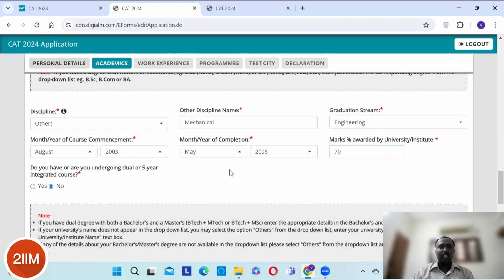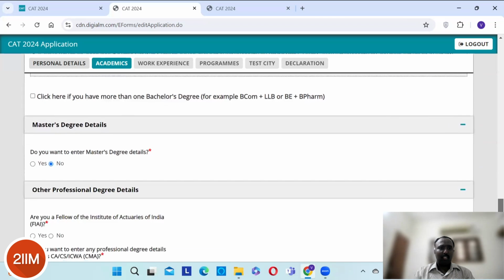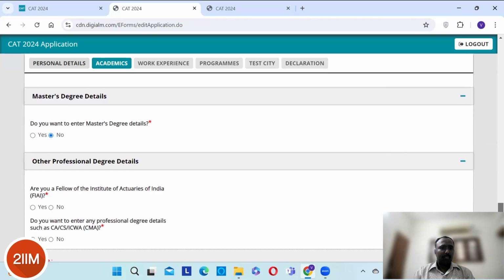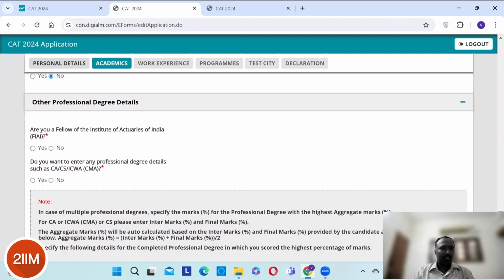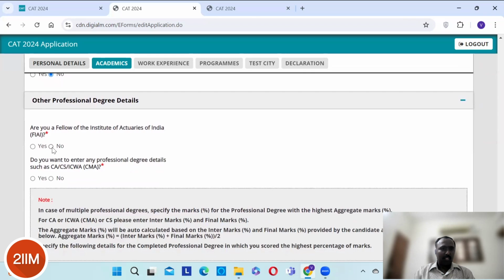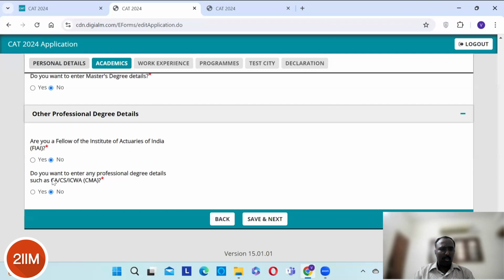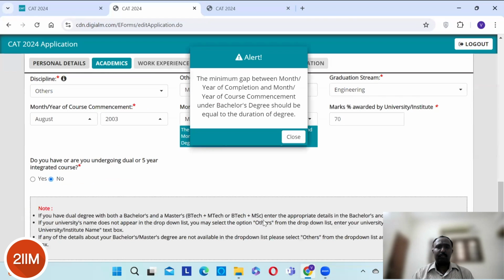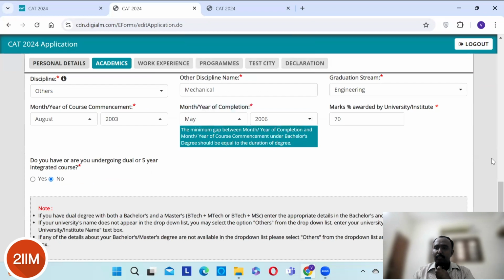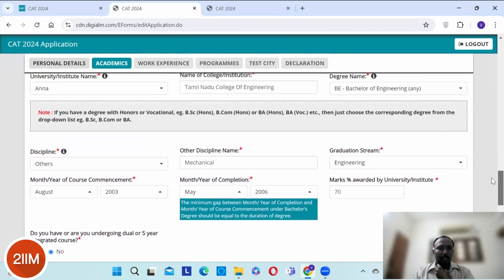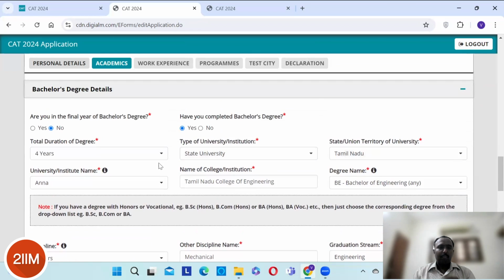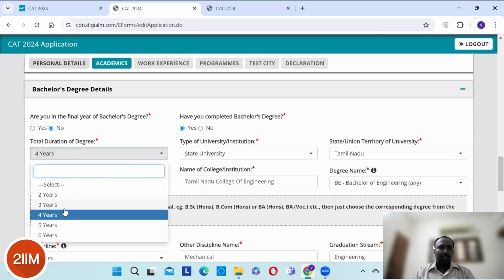No, I don't have an integrated course or anything, so I'm giving a no to that. I am a professional degree. No, I am not a CA. So another no to it. Now I'm going for save and next. Okay. So now 3 years.